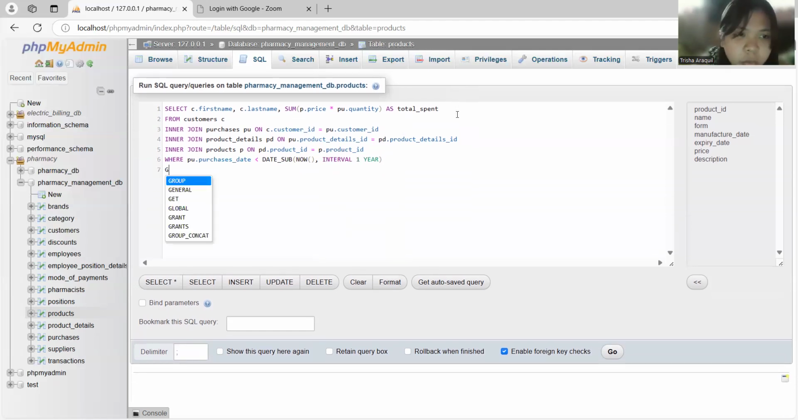Then we have to group by the customer ID and order by the total spent in a descending order, and we have to limit it to 1.